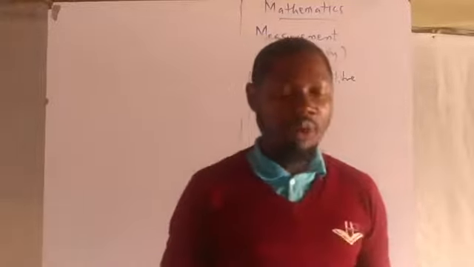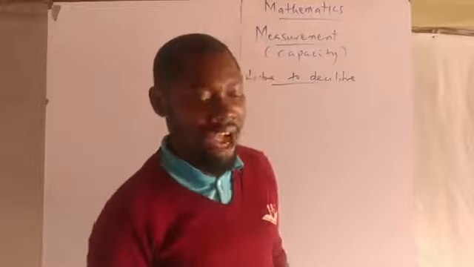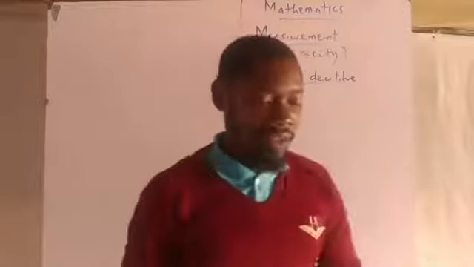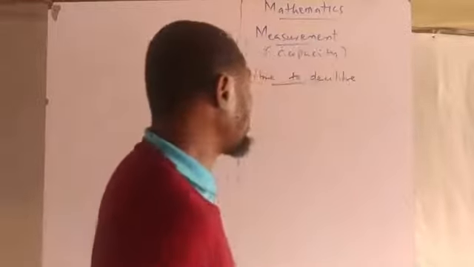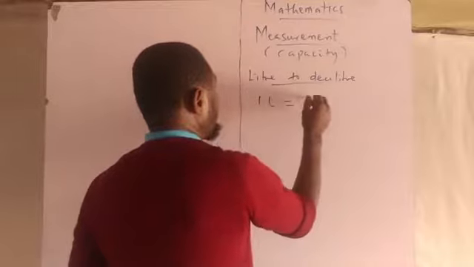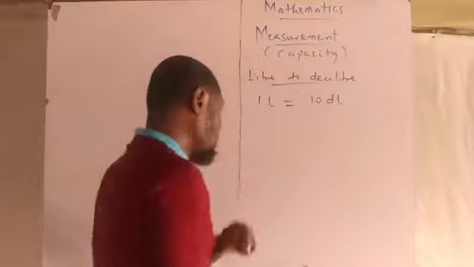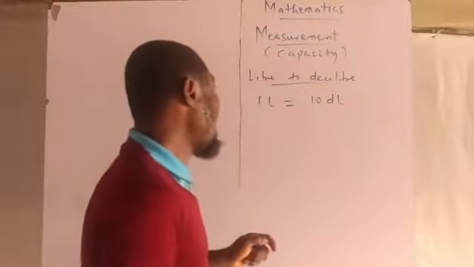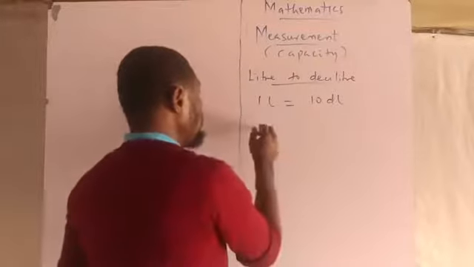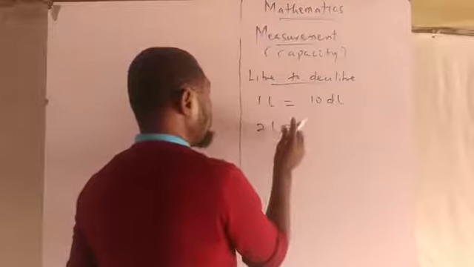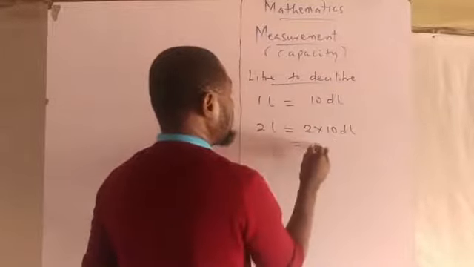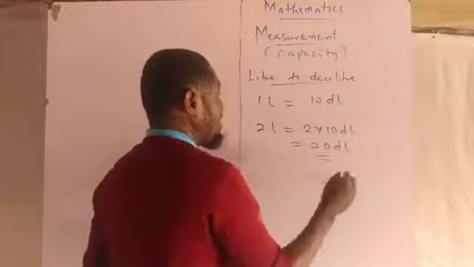10 deciliter make 1 liter, and 1000 liters make 1 kiloliter. You recall that 1 liter is equal to 10 deciliter. It means that if you have 1 liter equal to 10 deciliter, then 2 liters will be equal to 2 times 10 deciliter. That will give you 20 deciliter.